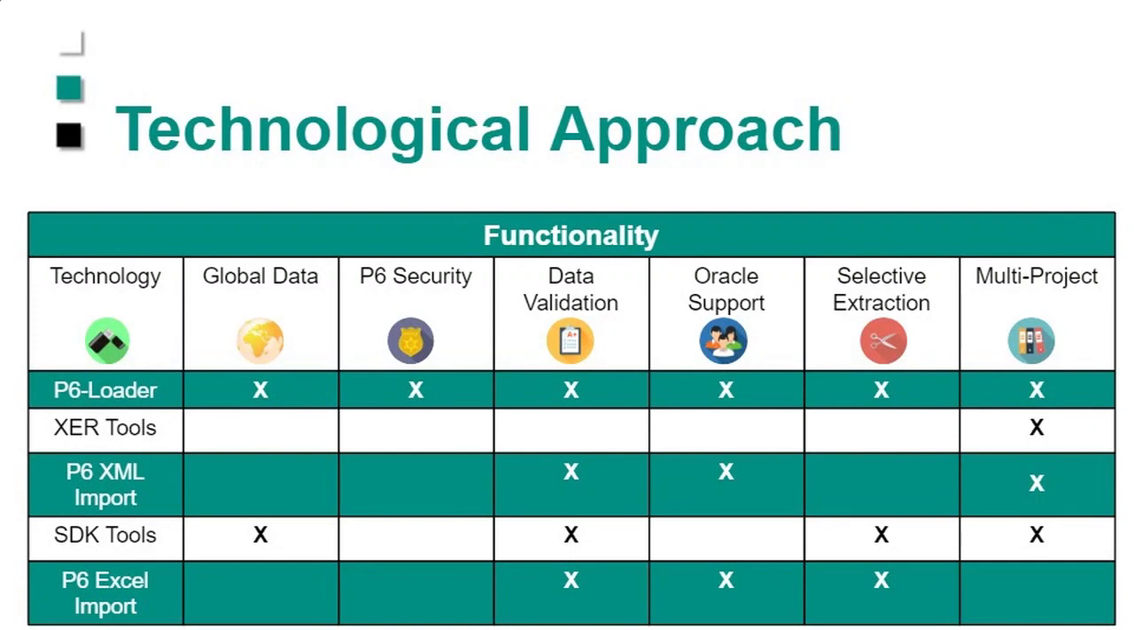So then Primavera came up with this idea of let's do an Excel import and export. And that works reasonably well. The data is validated, it's supported by Oracle. You can select what you extract and load, but there's a couple of issues. The first one is it only does one project at a time, and you have to be a project super user to use it. So again, there's no security around it. So you can't selectively give people access to update certain things.